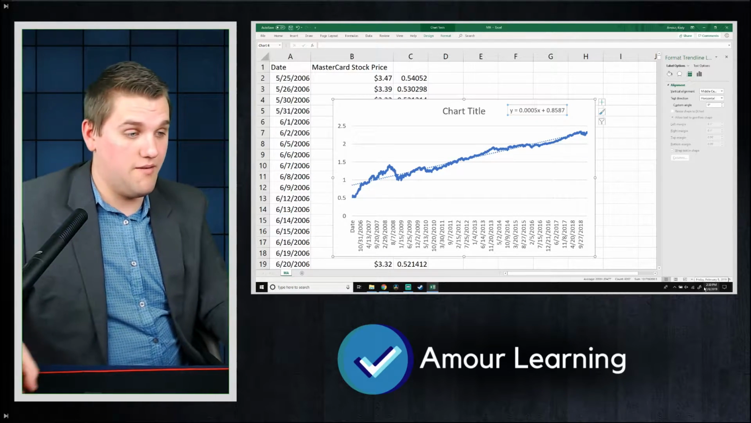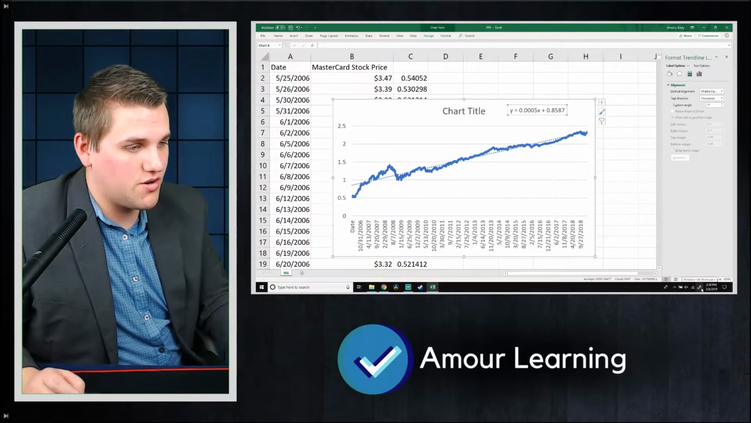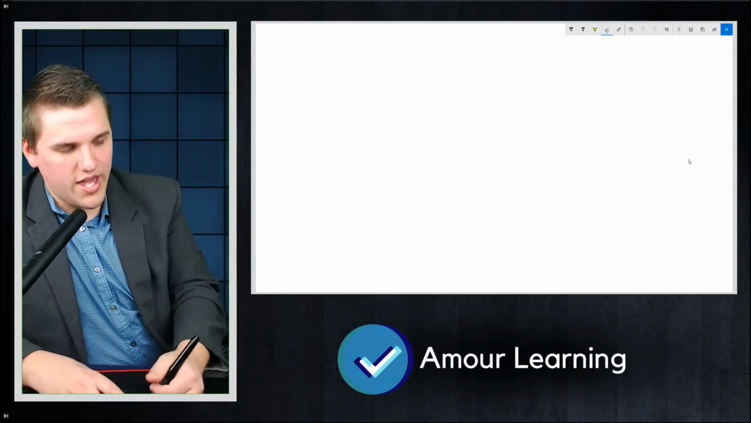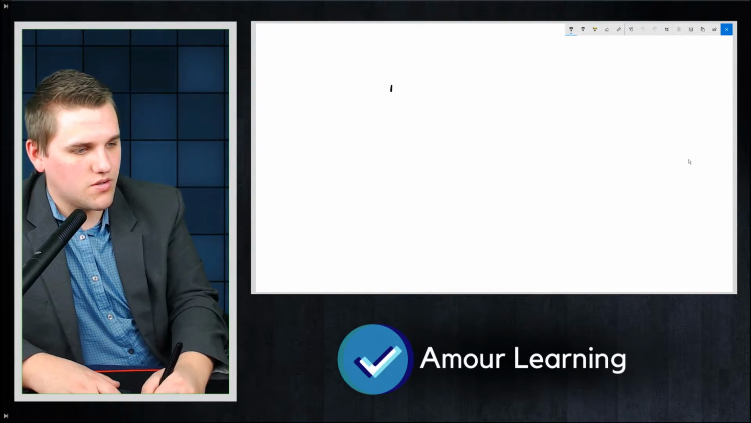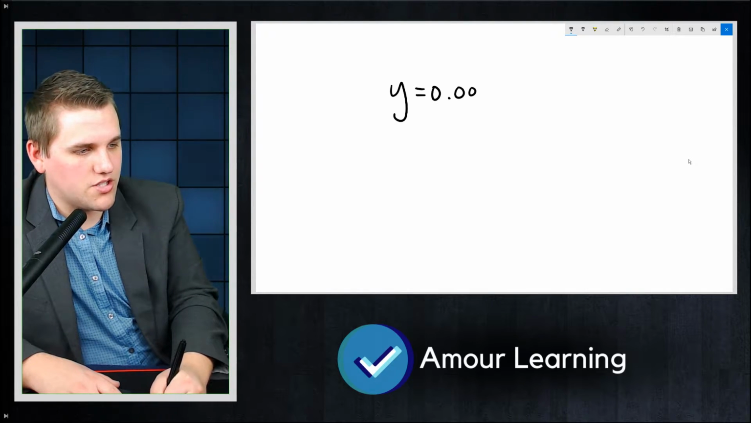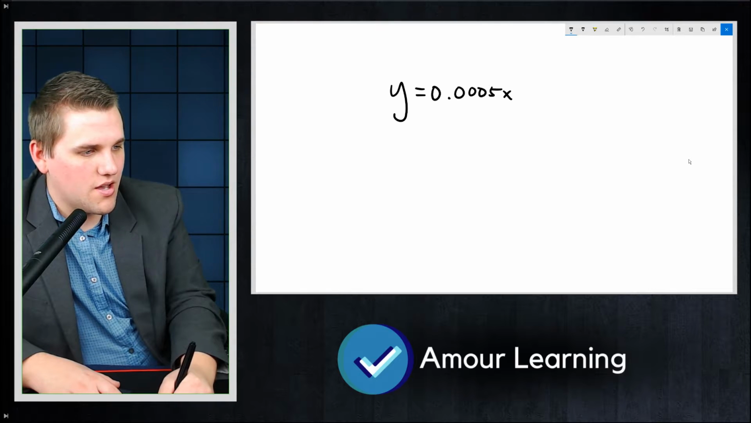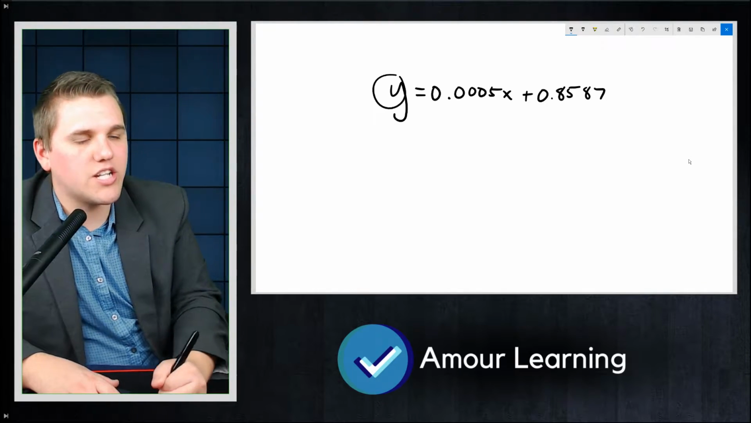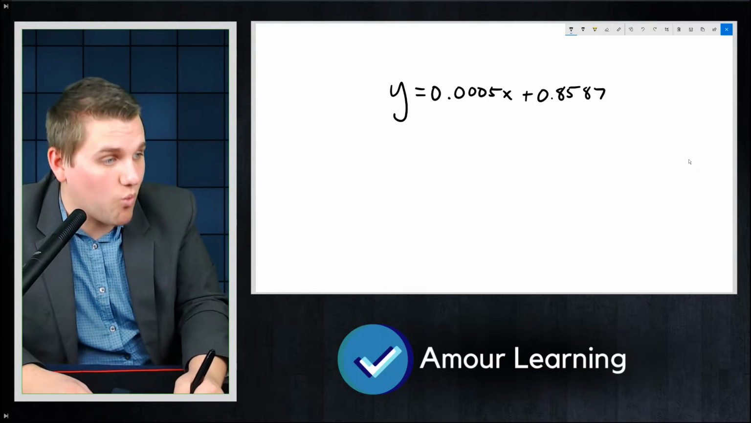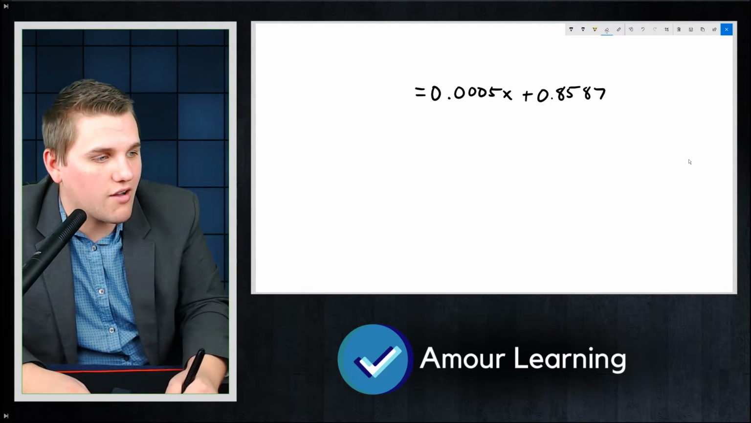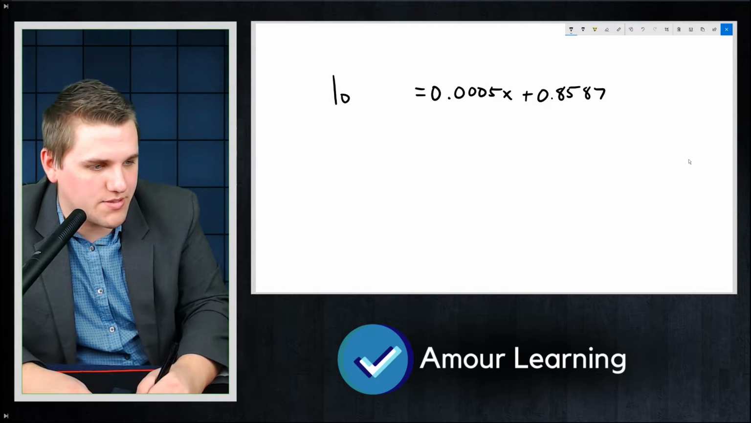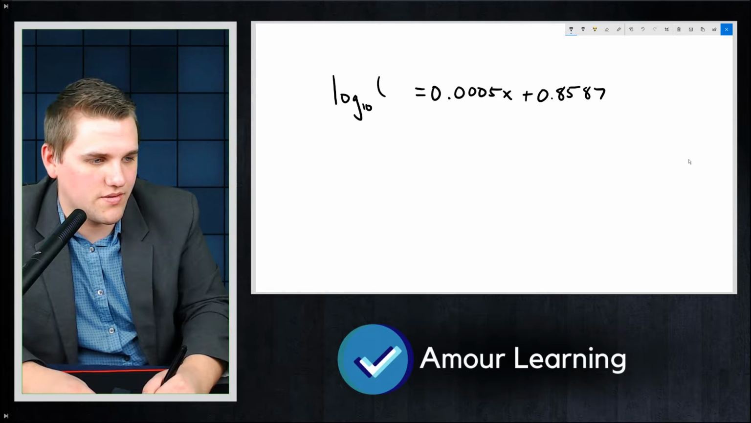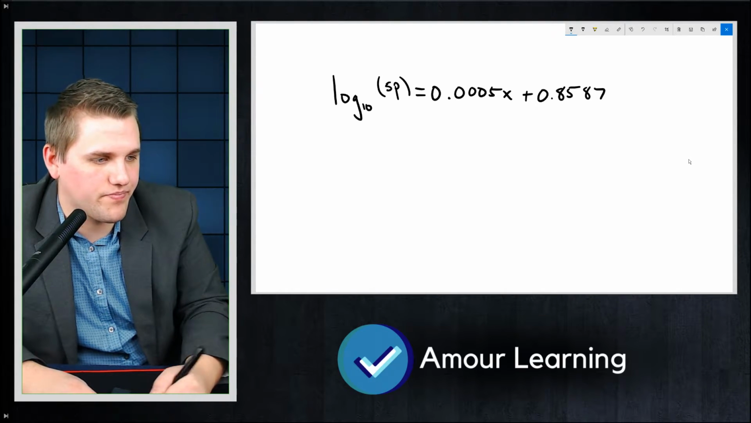Now, I'm actually going to pull up a blank sheet of paper for us, and we're going to do some math here. 0.0005x, 0.8587. So we got y equals 0.0005x plus 0.8587. Now, what does y represent in this context? Well, y represents the log values, specifically log base 10, of our stock price. I'll just put SP here.